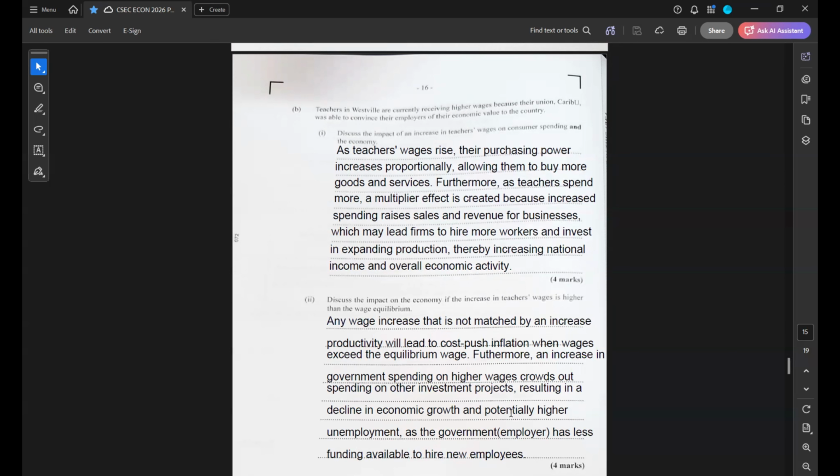So cost push inflation could occur here, as well as a decline in economic growth from the crowding out of investment funds, since the government is spending more on higher wages. Right? These are the two most important points you can mention in this section of the paper right here.